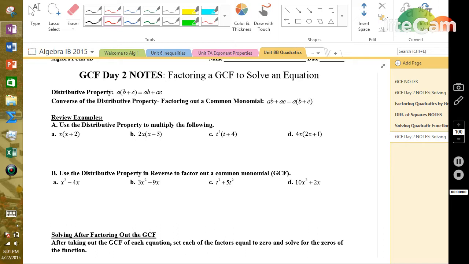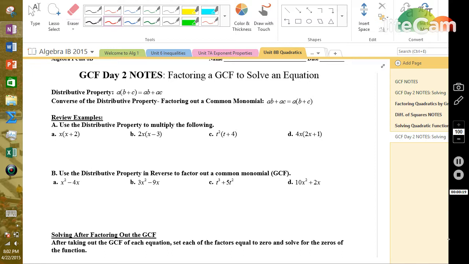So today we're going to be reviewing what we did yesterday and also adding another piece. So to begin, we're going to start reviewing the distributive property. So in the first set of review examples, part A, use the distributive property to multiply the following.